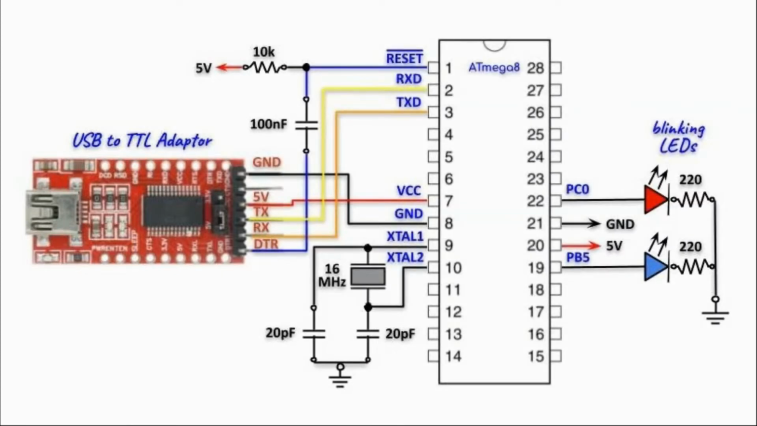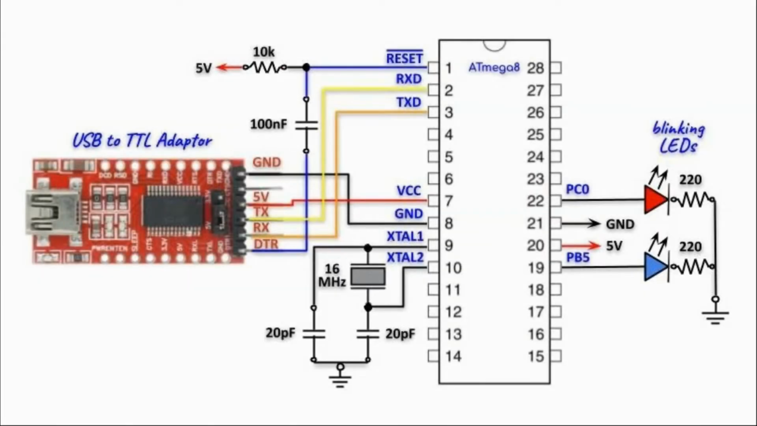Once the bootloader is burnt into the microcontroller, the next step is to interface it with the PC USB, and we can do this by using this USB to TTL adapter. The ground and 5 volt outputs from the module are connected to the VCC and ground pins of the microcontroller. Transmitter from the adapter is connected to receiver of the microcontroller, and receiver from the adapter is connected to transmitter of the microcontroller, and the data terminal ready line is connected to the reset pin of the microcontroller.